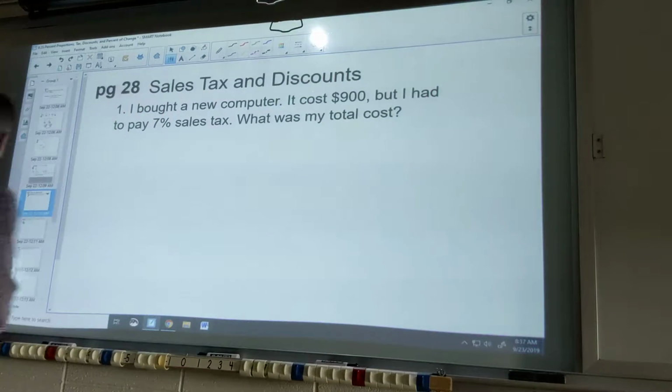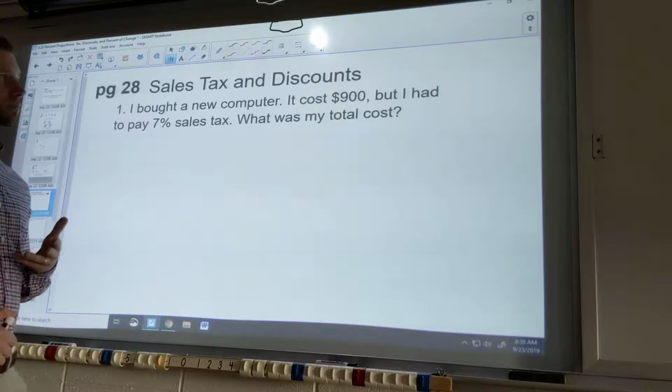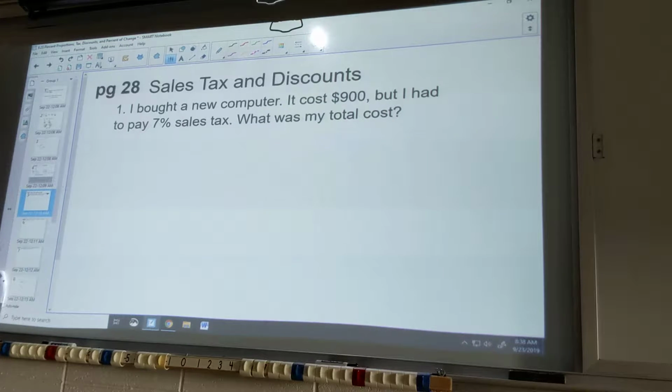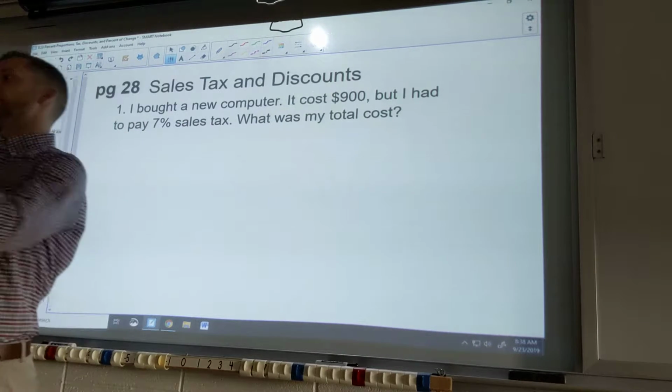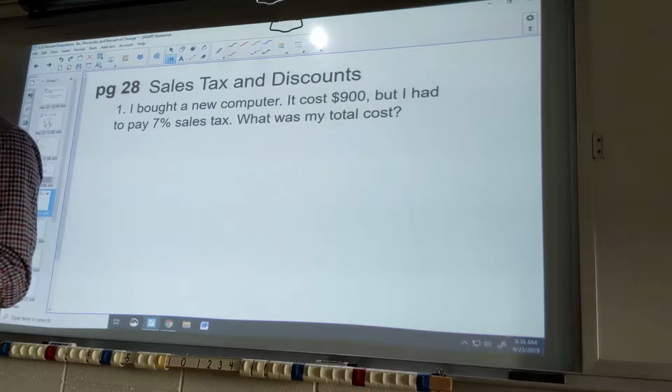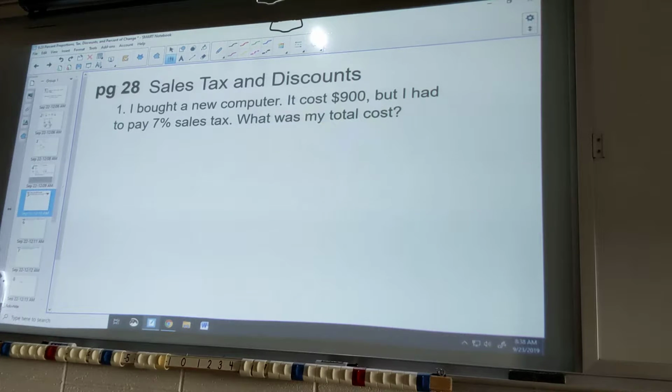All right, so we're going to go through 3 different problems here on page 28 relating to sales tax, discount, tip, and different things like that. So it says, I bought a new computer. It cost $900, but I had to pay 7% sales tax. What was my total cost? Just real quick, sales tax, is that extra money that you're paying, or is it money that you're saving? Extra money, right? You're paying more money.